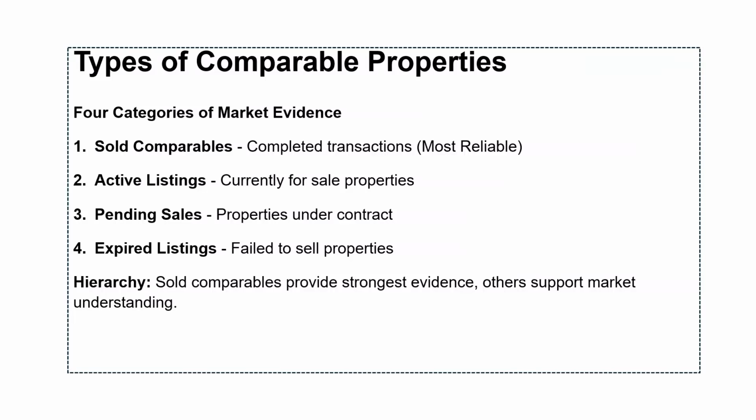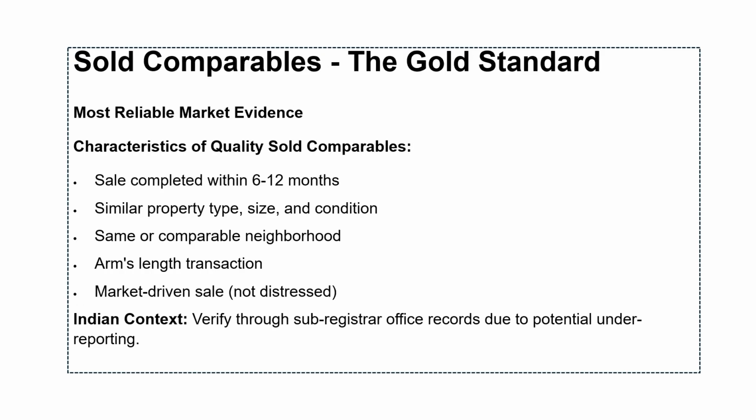So sold comparables provide the strongest evidence. Others support market understanding, but the best one is of course the sold comparables, which are like the gold standard. So like I said, sold comparables, the gold standard, the best one. All the data is there for us, and that is why it can help us in understanding the value of a particular property.